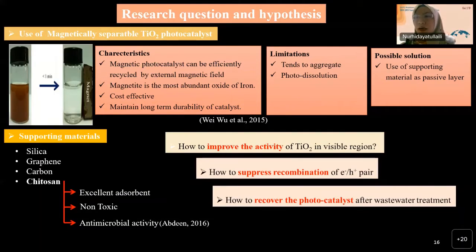Okay, so there are several research questions that we will answer in this project. For example, how to improve the activity in the visible region to make sure that we utilize the 45% of light radiation in our normal sunlight, and how to make a stable catalyst to reduce the recombination of electron-hole pairs. And how to make sure that the photocatalyst will be recovered after water treatment, and how many times this catalyst can be reused and recycled with maintained photocatalytic activity.